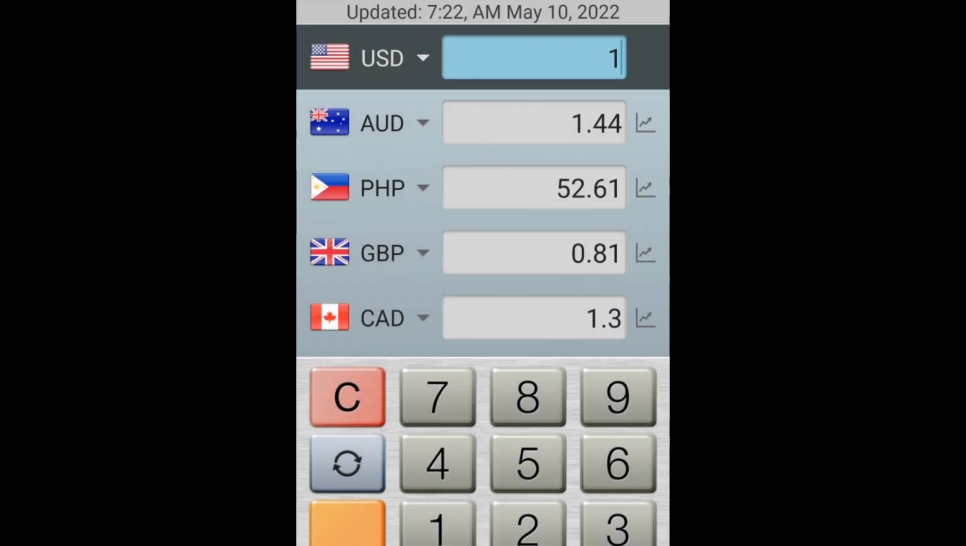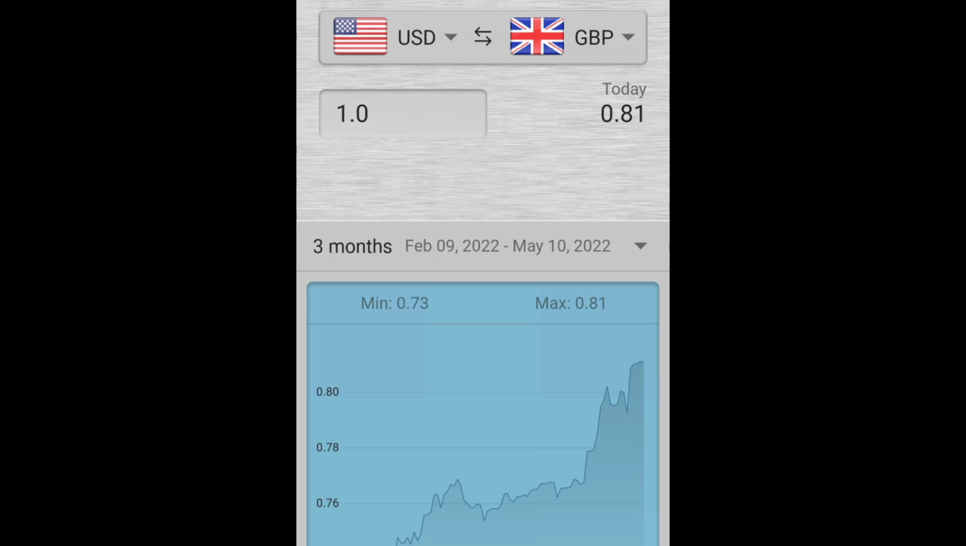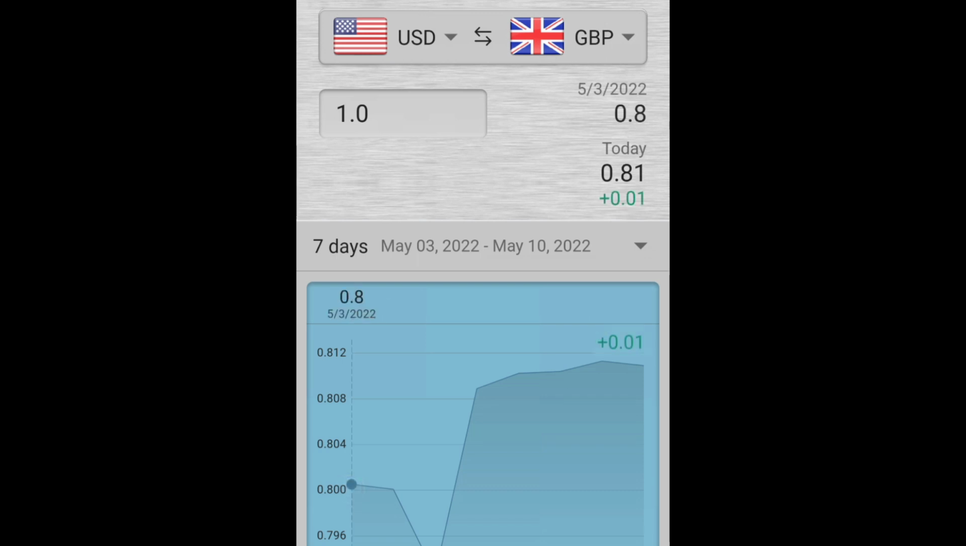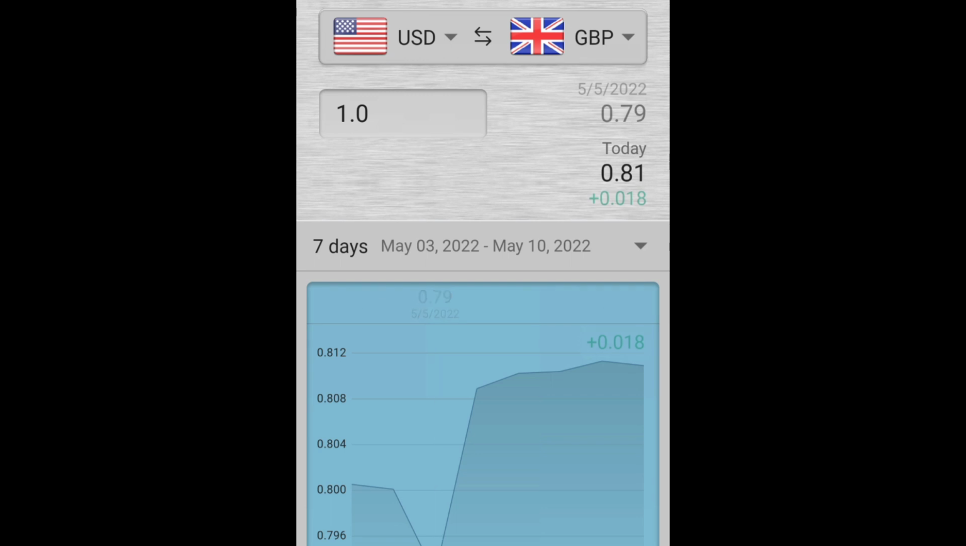For USD to British pound update, 1 US dollar is equivalent to 0.81 British pound as of today, May 10. For historical data, 1 US dollar is equivalent to 0.81 British pound. For 7 days, May 3, 0.801 British pound. For May 4, 0.80 British pound. For May 5, 0.792 British pound.